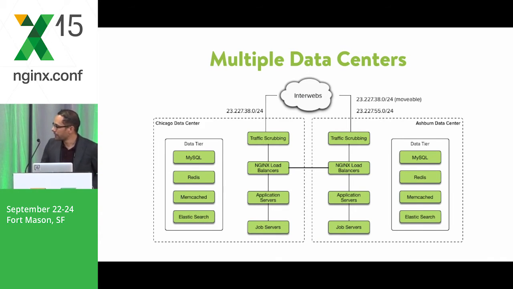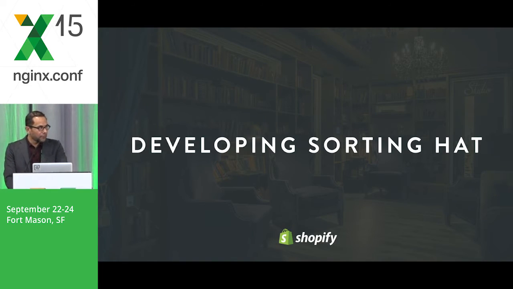So this is very similar to the diagram that I showed previously, but it also includes the Ashburn data center that we have on the right-hand side. One detail that's important on this diagram is there's a line connecting the load balancers between the Chicago and the Ashburn data centers. And what that line represents is the request router that we built called Sorting Hat.